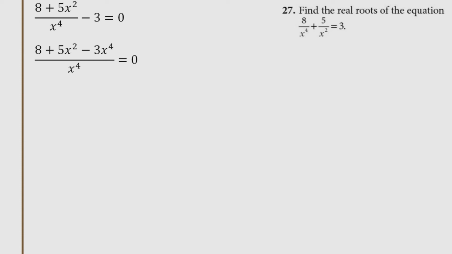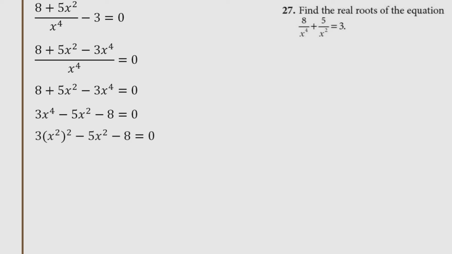So in order for the fraction to be equal to 0, the numerator must be equal to 0. So that will be the case. And I'm going to multiply both sides by negative 1 so that the coefficient of x to the power 4 is positive. Now you can see later on that there's a quadratic equation starting to emerge here. So we are just going to let y equal to x squared so that this happens. Now this is a familiar quadratic equation that we know how to solve.